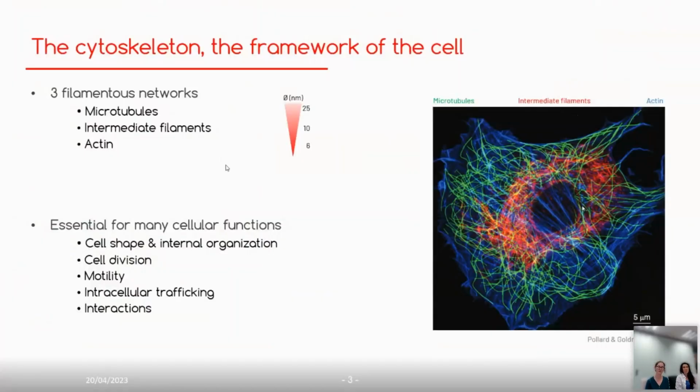It forms the architecture of all the cells, and it is composed of 3 different filamentous networks that achieve different functions in the cell, and they also display different localization. They have been differentiated first due to their difference of diameter, and we identified the microtubules, which are the widest fibers you can see in green on the image on the side.